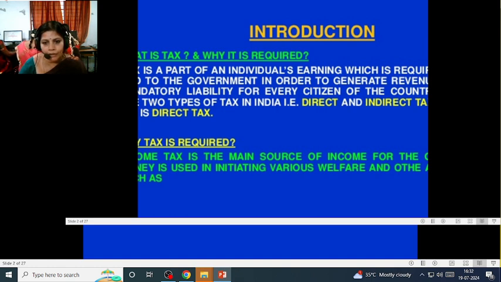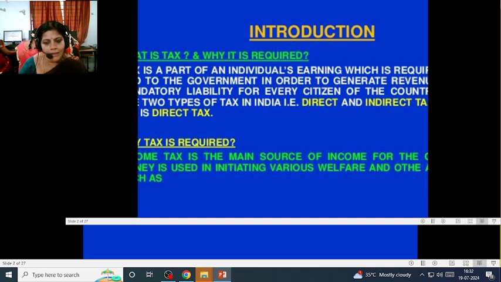Tax is a part of an individual's earning which is required to be paid to the government in order to generate revenue, and it is a mandatory liability for every citizen of the country. Every person who is residing in India is liable to pay tax. Basically, tax is divided into two types: direct tax and indirect tax.